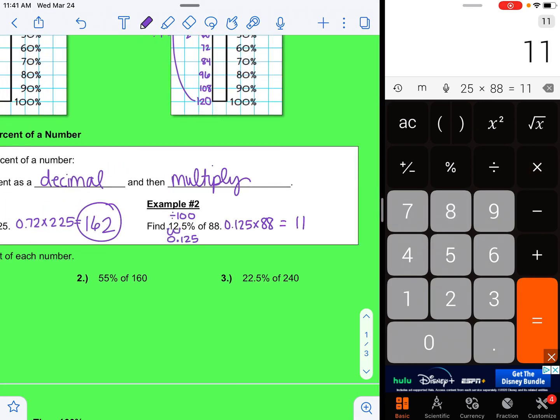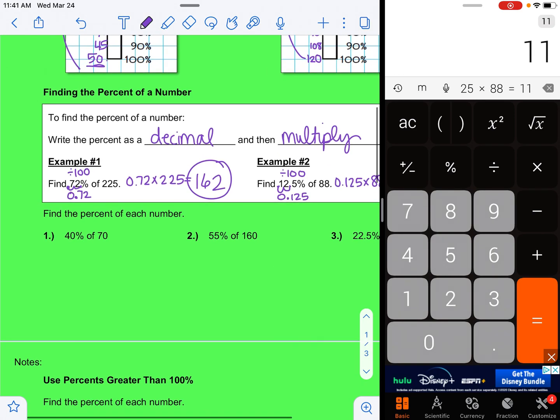And I got 11. I hope you did as well. So that is how we find the percent of a number.